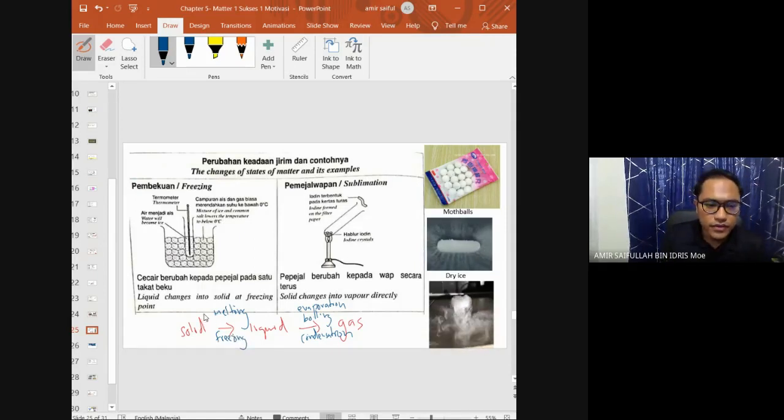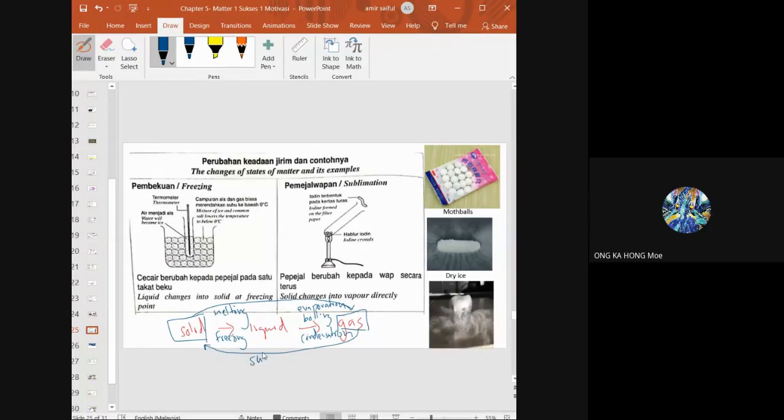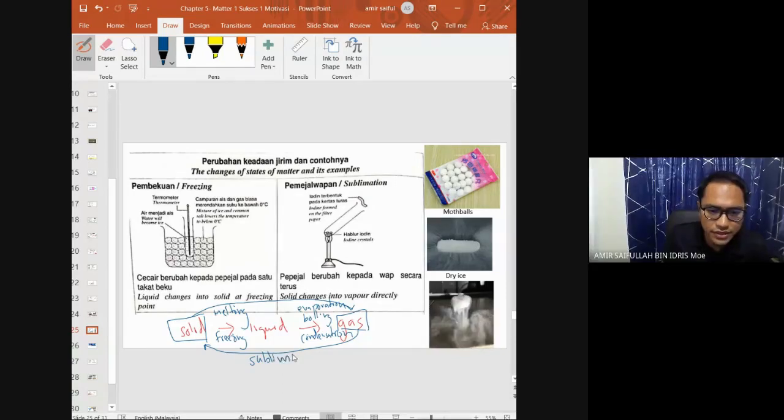But from solid directly to gas, solid straight away changing to gas, and gas straight away changing to solid, what do we call it? Sublimation. This is sublimation, where the solid changes directly to gas and the gas changes directly to solid without going into the liquid state.